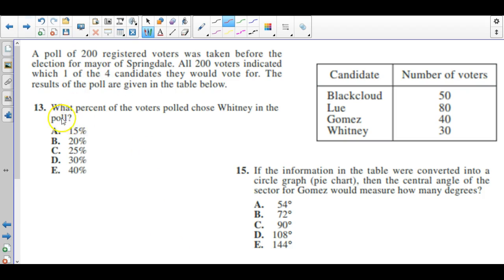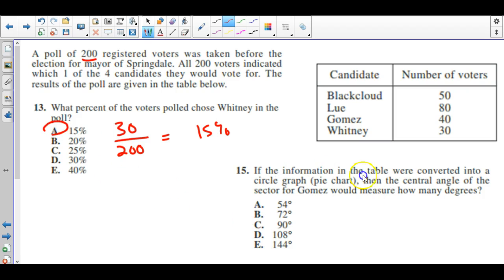Alright, so the next two questions are going to focus on this one table of values, which is talking about a poll of 200 voters. They indicated there's 4 different candidates that they voted for. What percent of voters voted for Whitney, which is this bottom one, and that is 30 of the voters of the total of 200. So 2 ways you can get that 200: you could sum all of the voters, or just read the directions, 200 people were registered to vote and voted, and that comes out to 15%. So that one's A. That's a little bit easier.